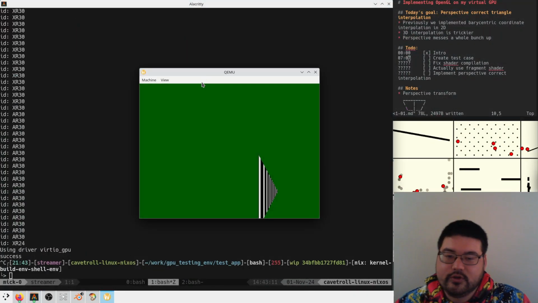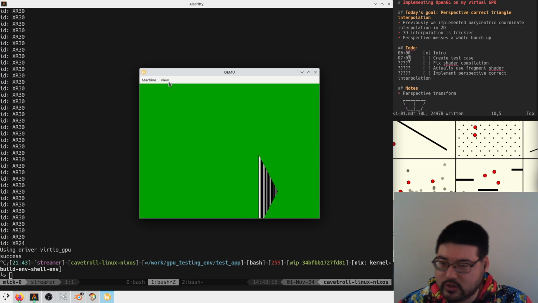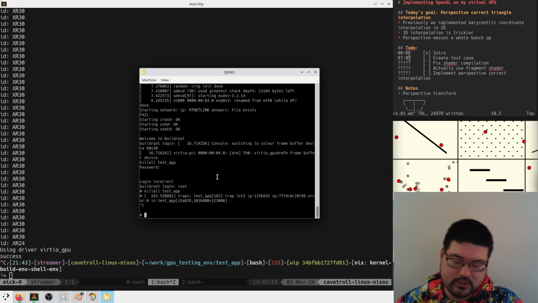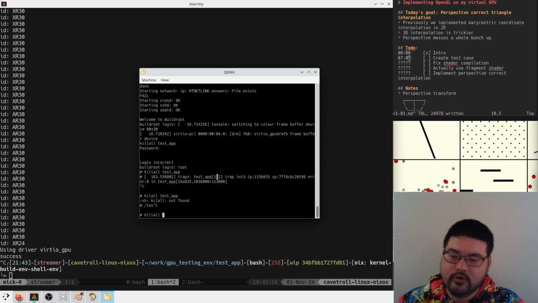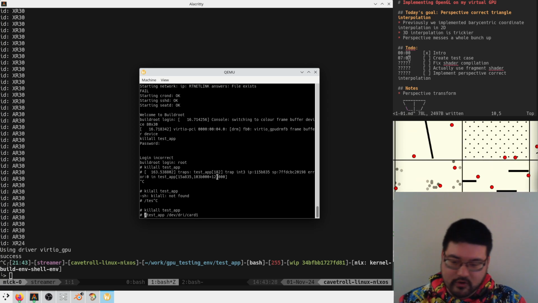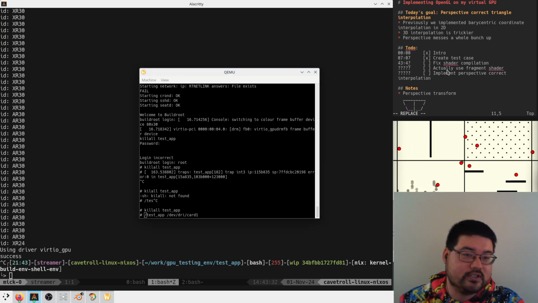Okay. So we have a little test case, and we can try to run this now on our GPU and just see where it falls over, because it will fall over. So if we run test app on dev dri card 1 now instead of card 0, I guess we can say that we've created the test case and we're on to trying to fix shader compilation.